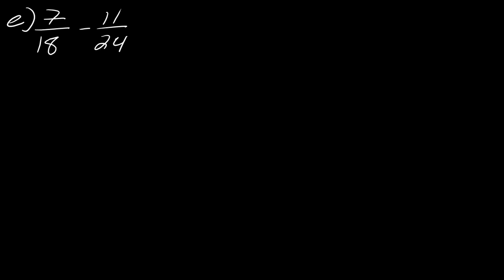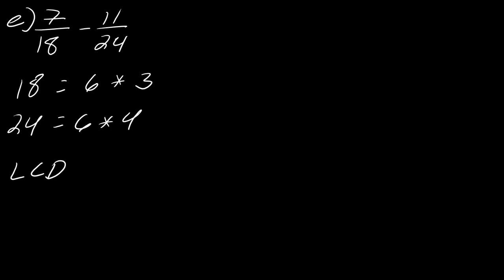Okay, giving myself some more space for these other ones. Okay, so let's jump into this. I've got 7/18 minus 11/24. So between 18 and 24, what's the largest number that divides into both of them? That would be 6. So 18 is 6 times 3, 24 is 6 times 4. So my LCD will be 6 times 3 times 4.